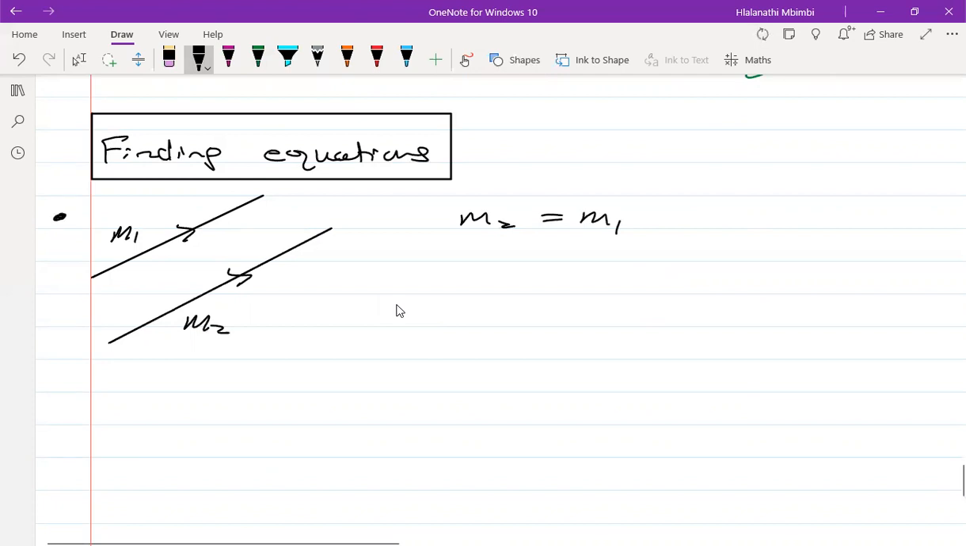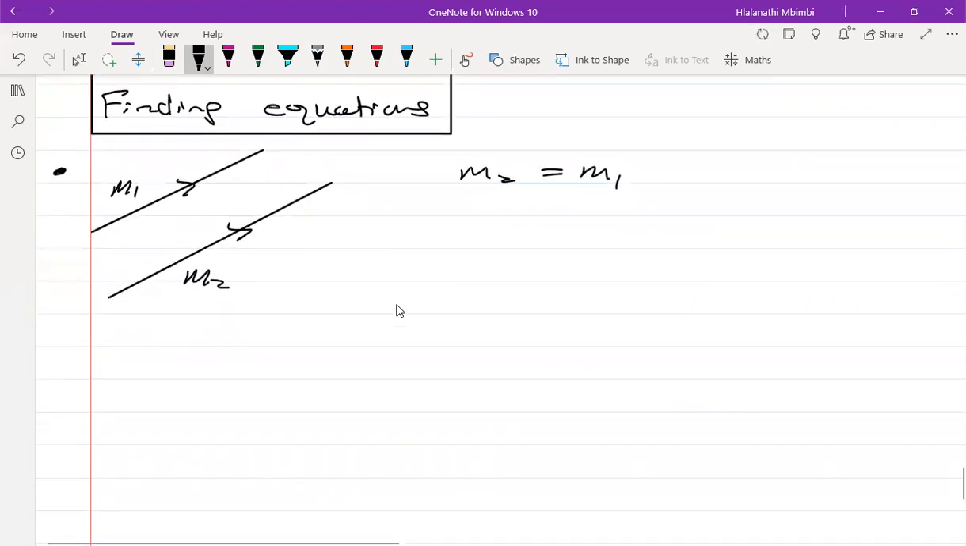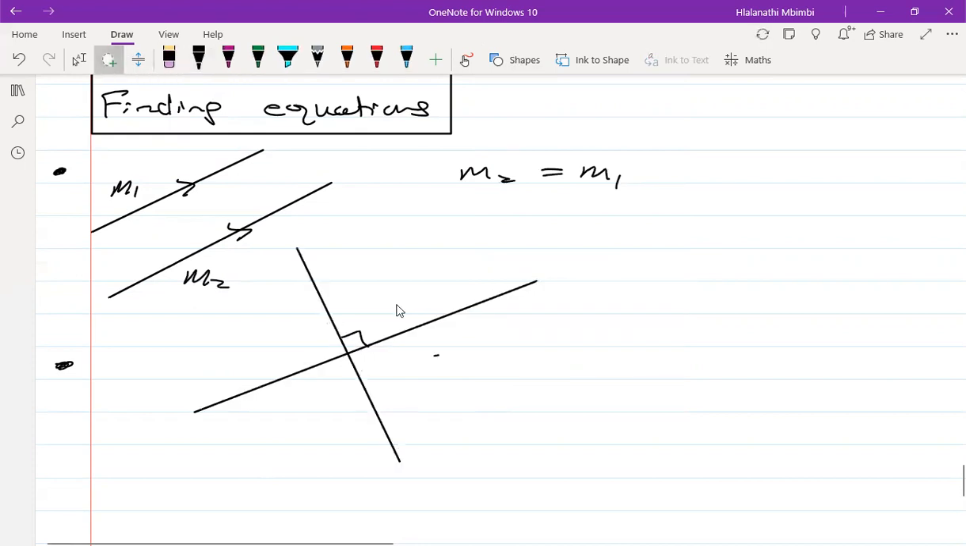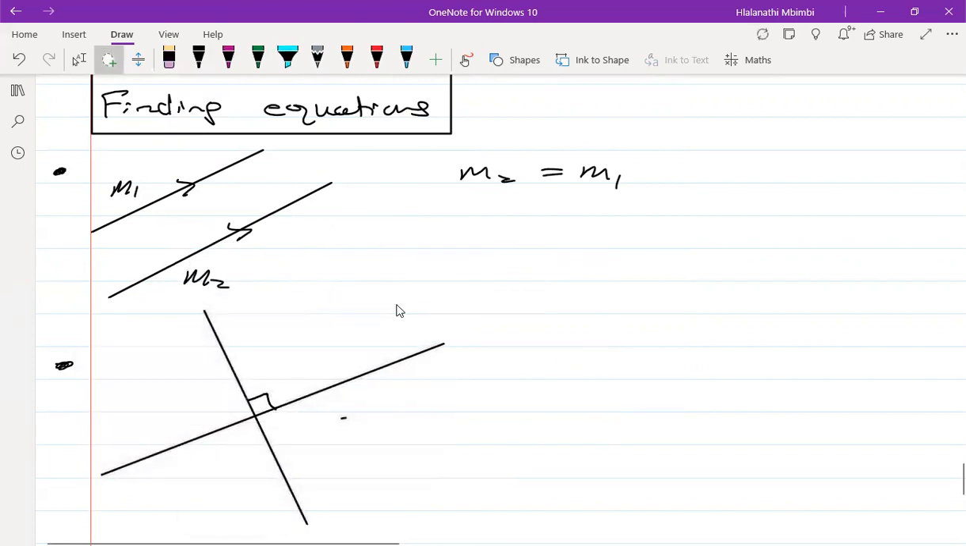Makes sense, right? They are inclined at the same angle. If you have lines that are perpendicular, meaning that they meet at 90 degrees, and this gradient is M1 and this gradient is M2, when you take M1 and multiply with M2, you should get -1.